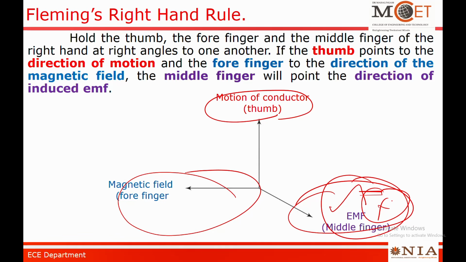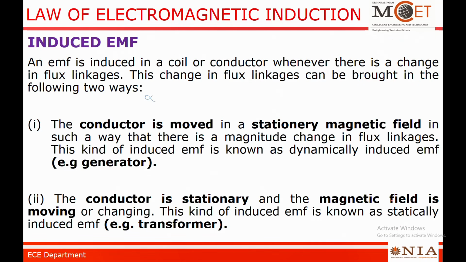So here the middle finger is the induced EMF. If an EMF is induced in a coil or a conductor, it tells us that there has been a change in flux linkages. This change in flux linkages can be brought about in two ways: the conductor is in the moving condition or in the stationary condition.